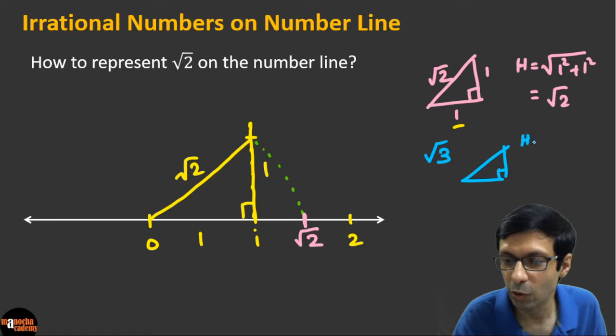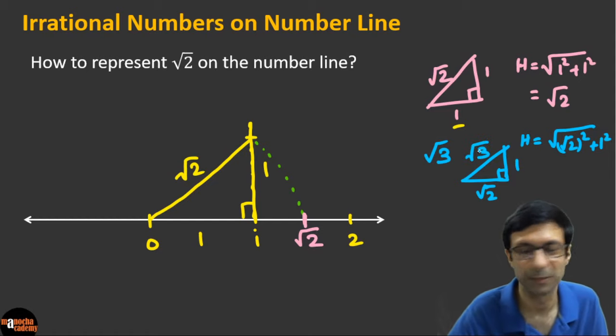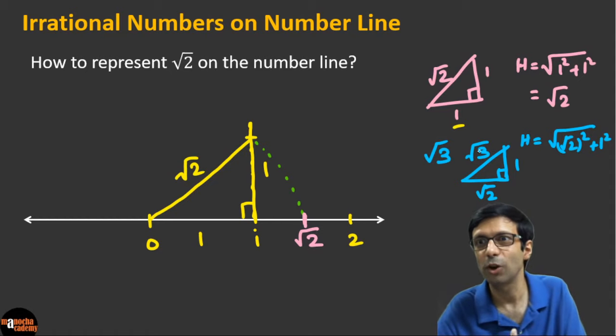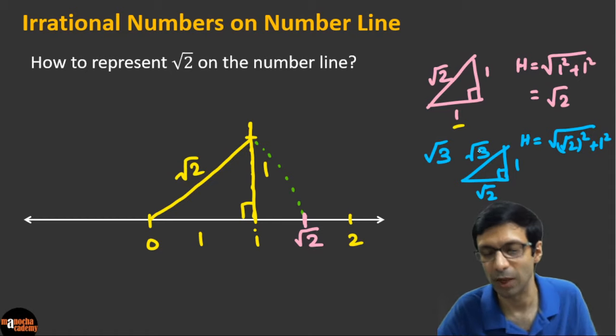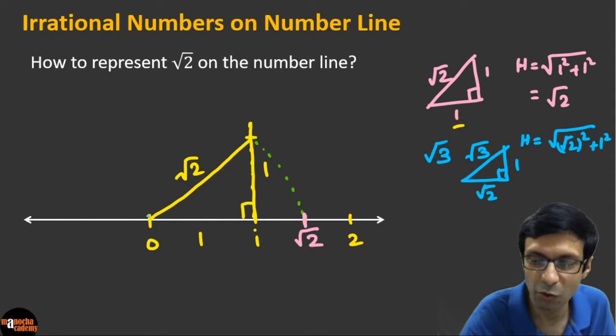For root 3, if we again apply the hypotenuse, root 3 can be represented as root of root 2 square plus 1 square, right? So one of the sides is going to be root 2 and the other side is going to be 1. If you do the maths, this is going to work out to be root 3, right? Can you see that? So the hypotenuse is going to be root of root 2 square plus 1 square, okay? Now we're going to make use of this since we've already found root 2 here.